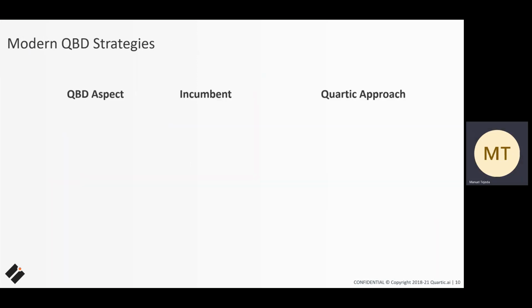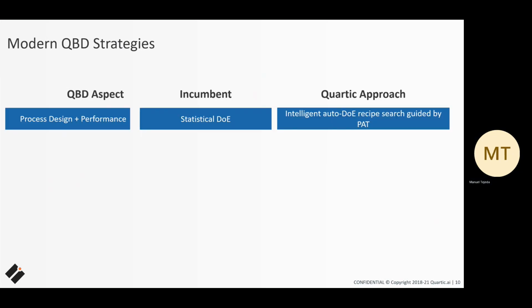So now let's take a look at how I laid out the architecture of what we're deploying by integrating Quartic into our novel reactor system. Let's take a look at how we perhaps changed those QBD strategies that I introduced earlier. First aspect was process design and performance.